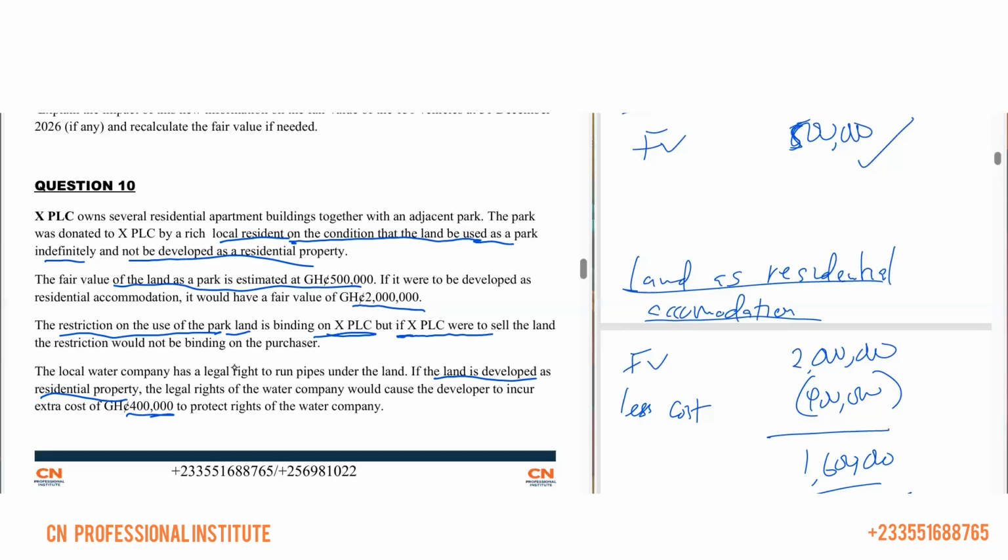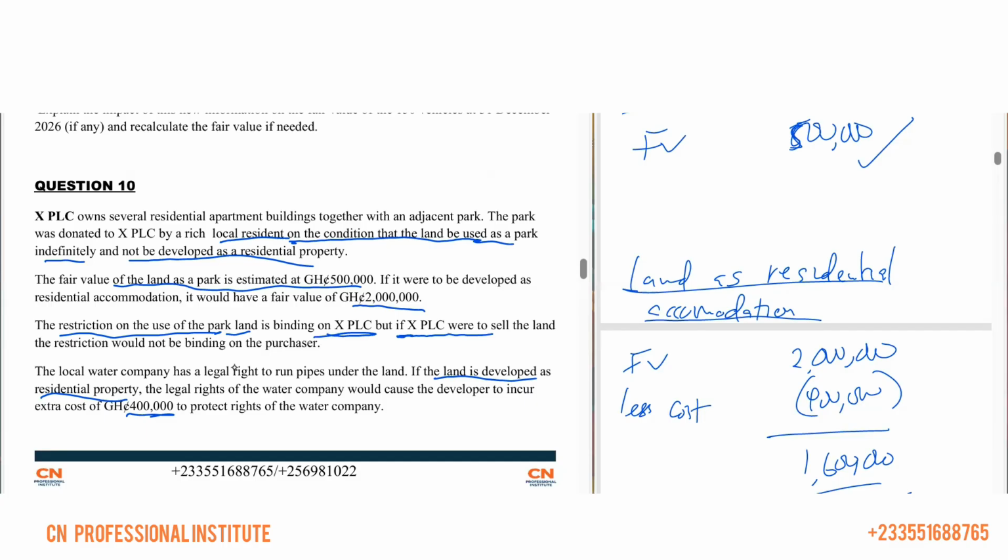Are you following? The condition is only that SPLC will use the land as park and not residential. But the question said this restriction is binding only on SPLC. If SPLC sells it, it will not be binding on the purchaser, the one buying. So is there really a legal restriction? Is it legally permissible for us to use the land as residential? Yes, it is permissible.